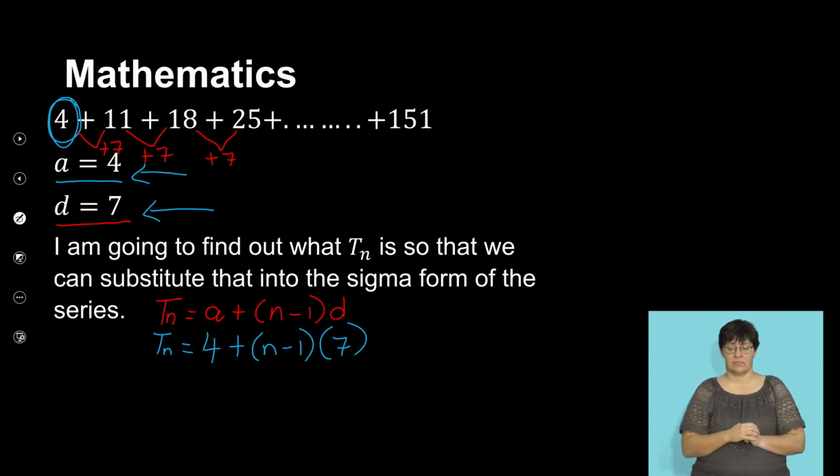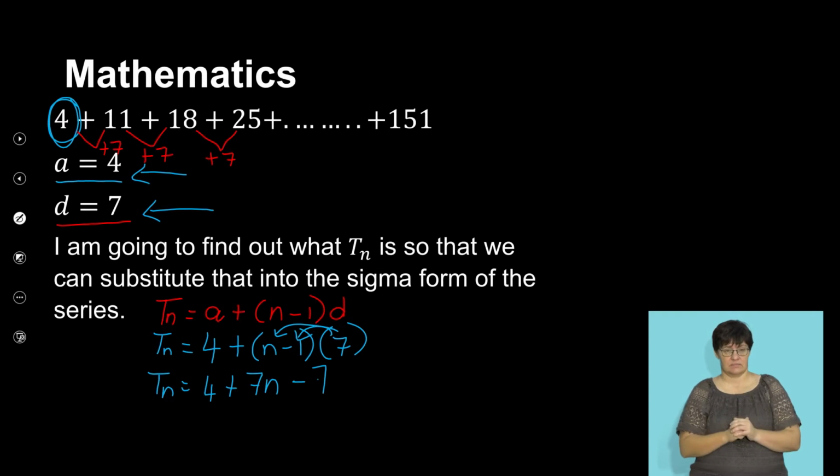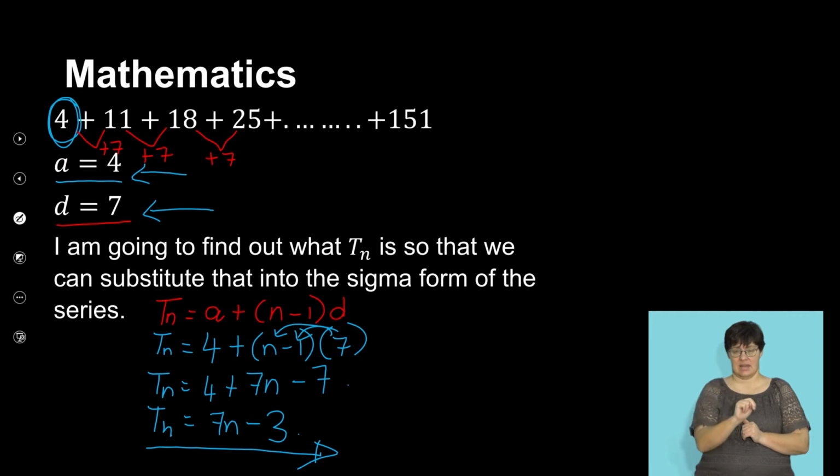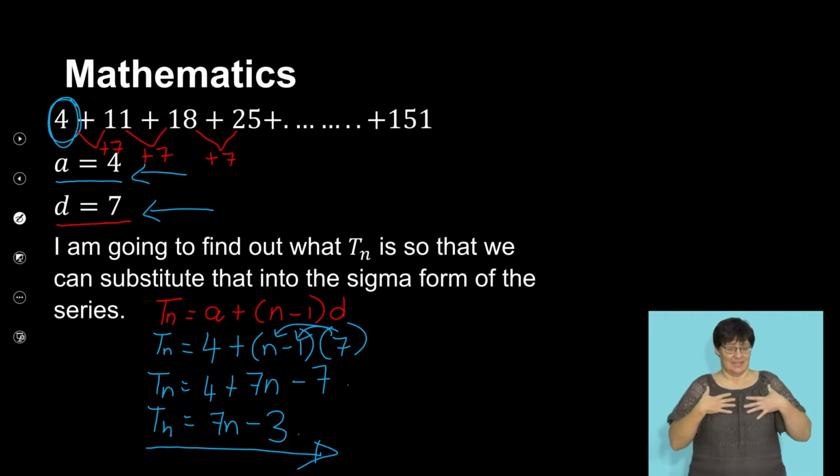Then if I simplify that, I'm going to have Tn is equal to 4 plus, please remember to distribute this 7 into this bracket, 7n minus 7. Great, everyone. So I'm going to be left with Tn is equal to 7n minus 3. So that is my Tn. I hope everyone's with me. Take a deep breath. You guys are doing great.